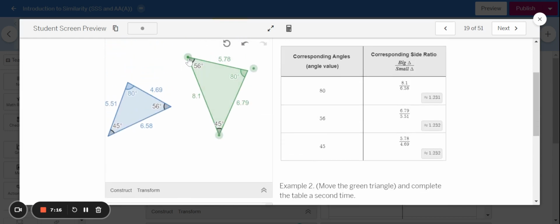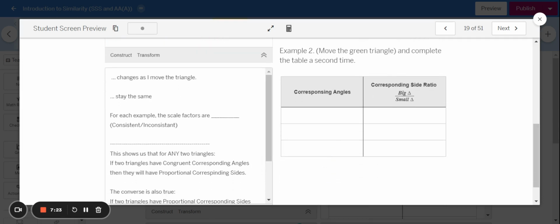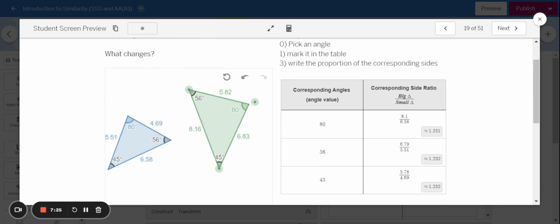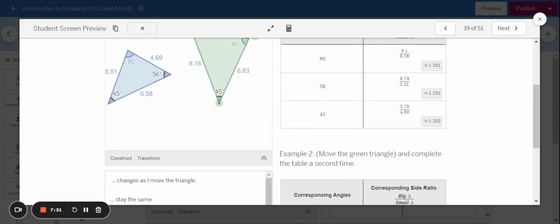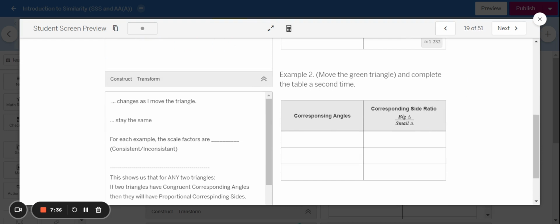To do that, move your triangle around so that way you can get different numbers. But notice that the angles will be the same, and when you divide your numbers, you're going to get the same result over here. It's not going to be the same exact value here. It's not going to be the same scale factor, but they will all be pretty much the same number. Okay, so I'm going to give you some time to do that. I recommend pausing, and then once you're done, you can unpause and we can keep talking.